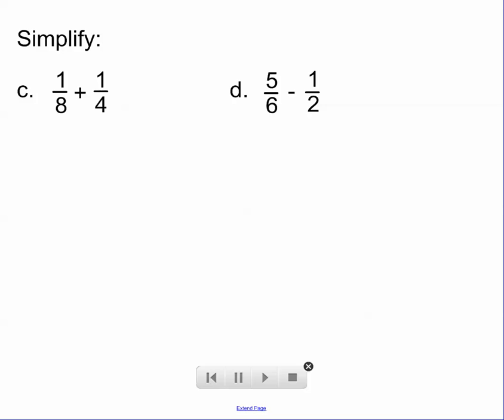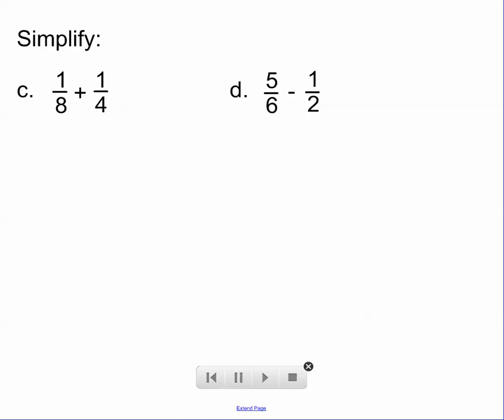All right, so let's move on to something a little bit more difficult. What happens when we don't have a common denominator? We have 8 and 4. We need to have a common denominator. So what's the least common multiple of 8 and 4? In other words, if I count by 8s and I count by 4s, what's the first number that appears in both lists? That number is 8.